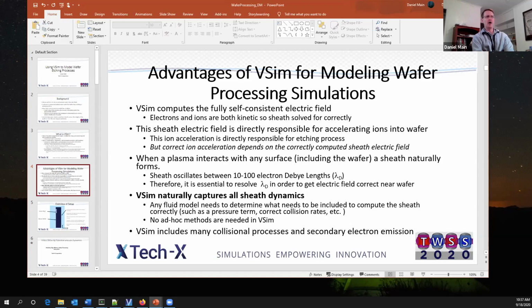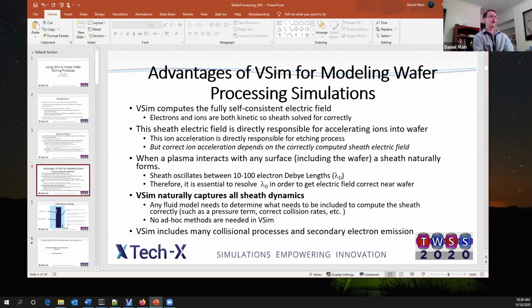Therefore, it's essential to resolve the Debye length to get that electric field correct. This presents a real challenge. You can't use too big of a time step or too big of a spatial step, or else you won't get the Debye length resolved correctly.